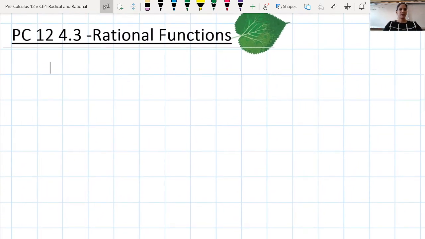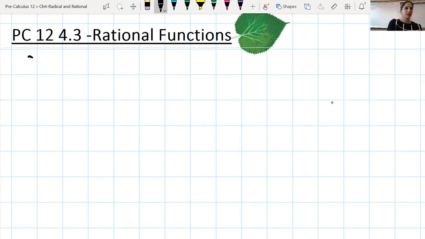I am going over rational functions today. I'm going to give you a brief summary of section 4.3 from your workbook. So I'm going to attempt to summarize the notes that I've already sent out to you and give you a condensed, shorter form. So we'll start off first by just talking about what rational functions are.